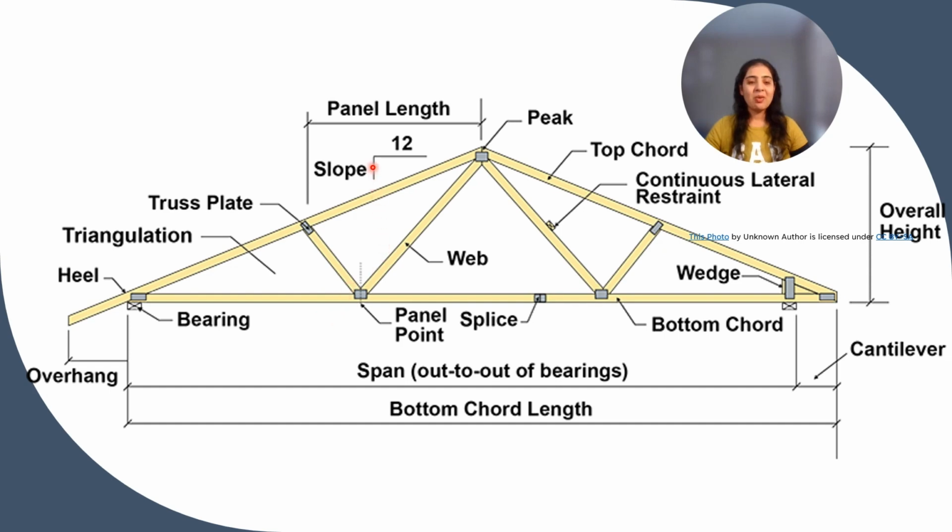Then, do you know how to calculate the slope of the truss? It is the overall height of the truss divided by half of the span.